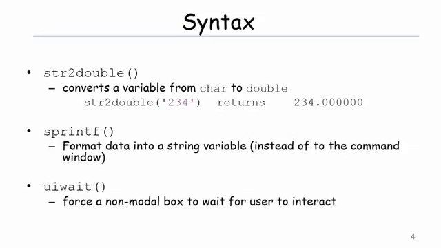And sometimes some of those boxes that pop up, we really don't want them to be non-modal. We want them to wait. We want MATLAB to force the user to read the message. And in that case, we'll have to do something called uiwait to force the user to click on a box that normally just goes on with the flow.